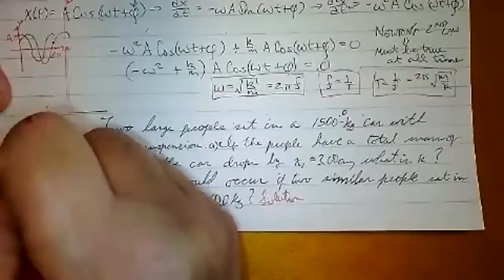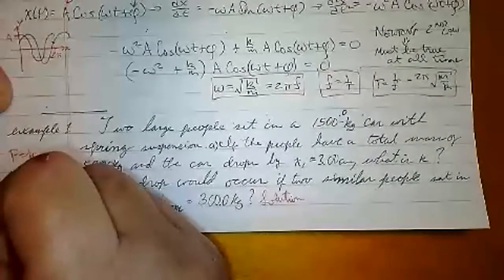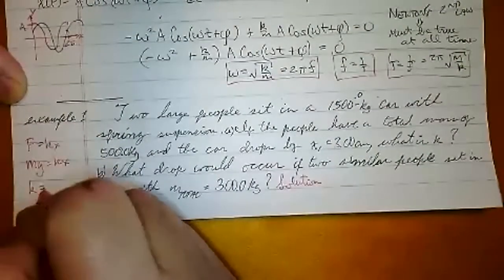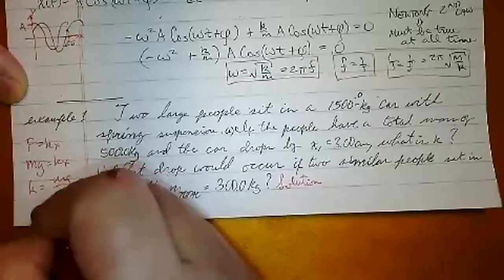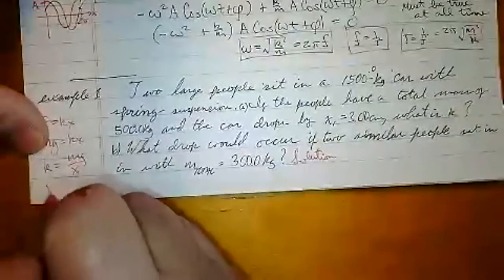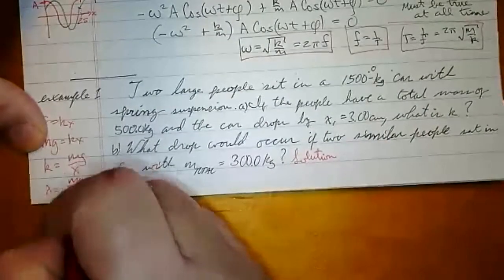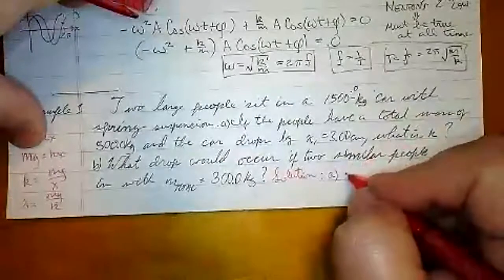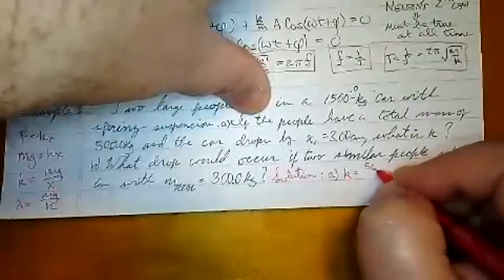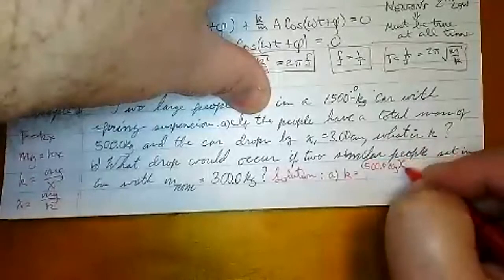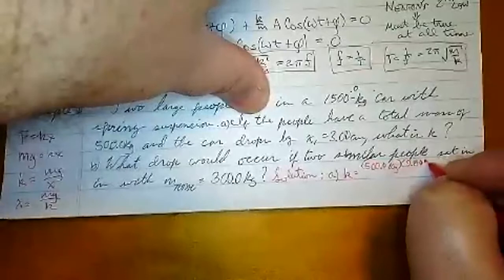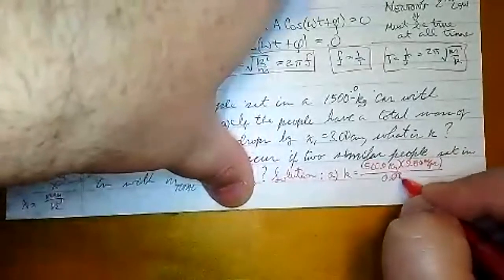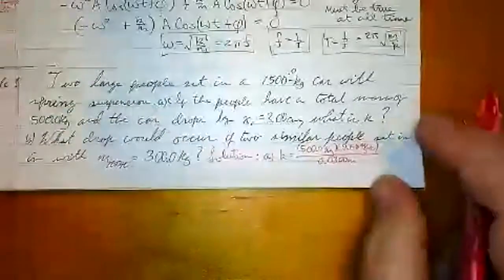We know that F is equal to Kx, and in this case, F is mg. So we can say K must be equal to mg over x, or for part B, we can also conclude that x must be mg over K. So our solution for part A is just going to be K is equal to 500.0 kilograms times 9.80 meters per second squared over 0.0300 meters. Notice that is actually newtons per meter.